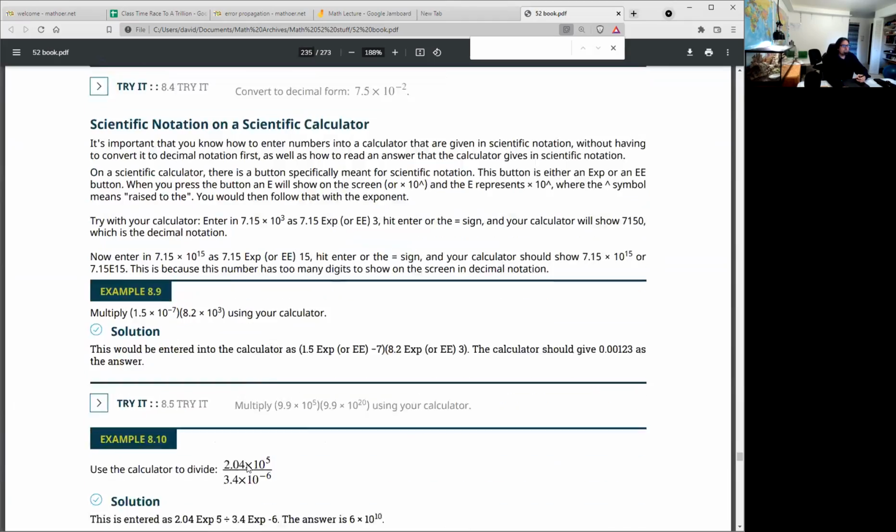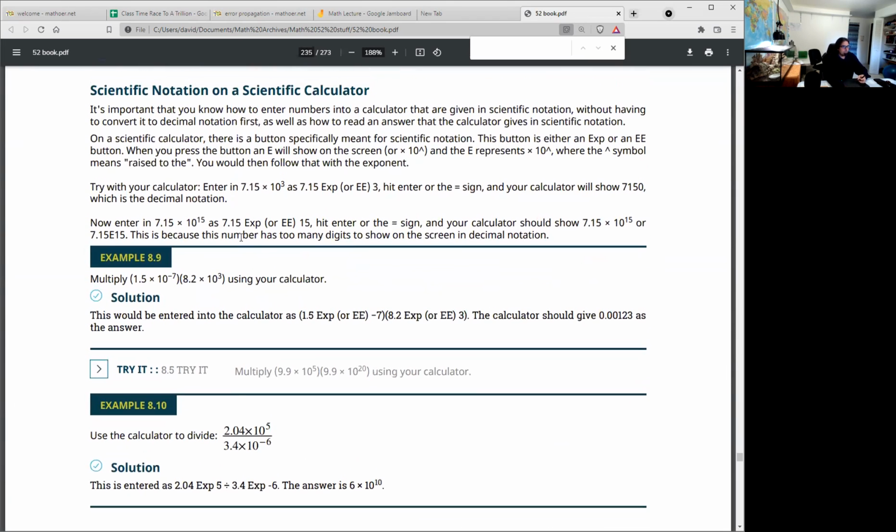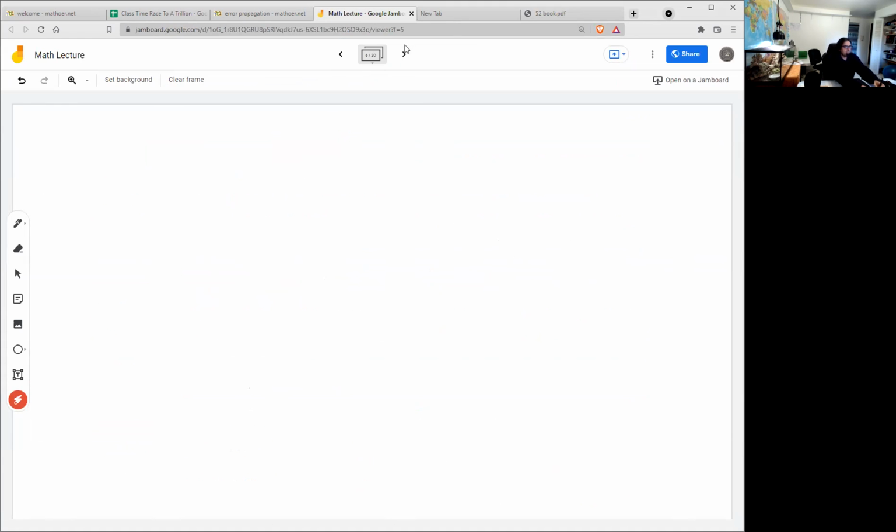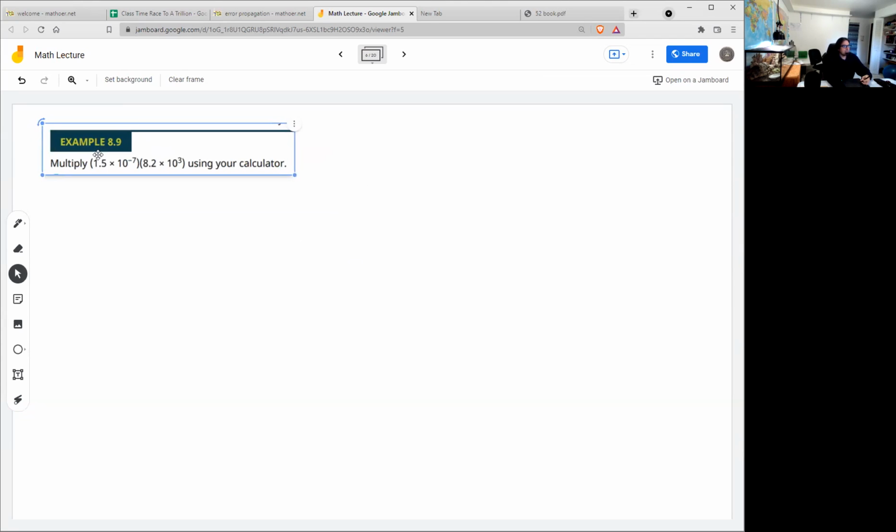Okay, and that's all this is. They do more and more of it. They want you to be able to put them in the calculator. And if you want to be lazy, then you can just use our Desmos calculator and put it in exactly as it looks. 1.5. I don't have a calculator open, do I?